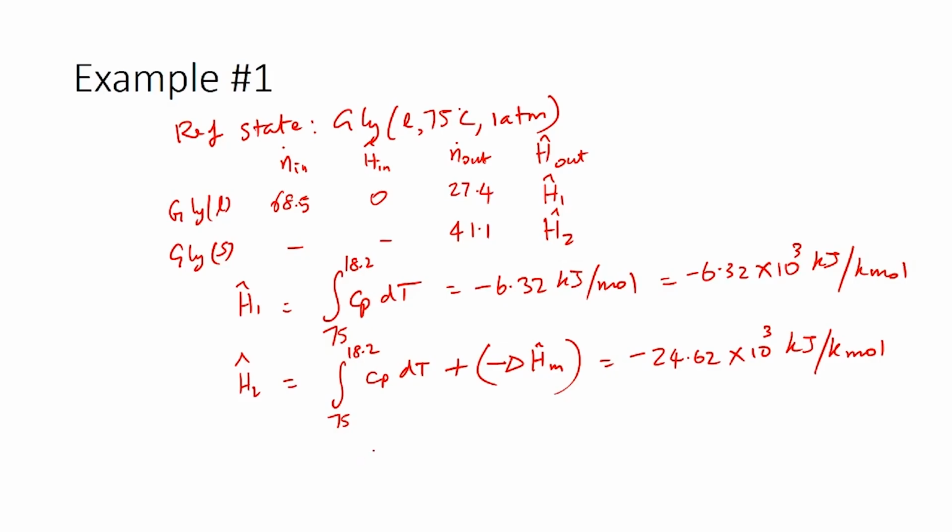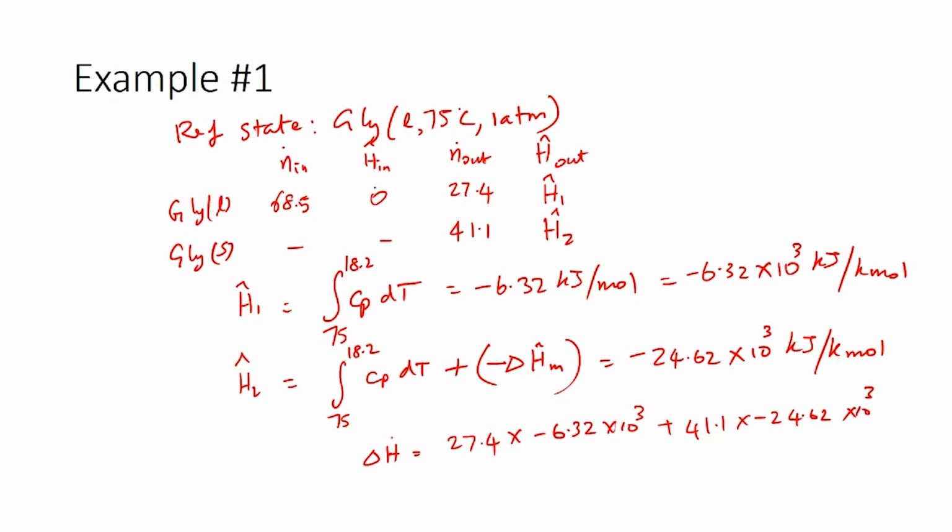Now from here we can calculate delta H dot, which would be basically the sum of n dot out times H cap out. So we have 27.4 times minus 6.32 times 10 power 3 plus 41.1 times negative 24.62 times 10 power 3.